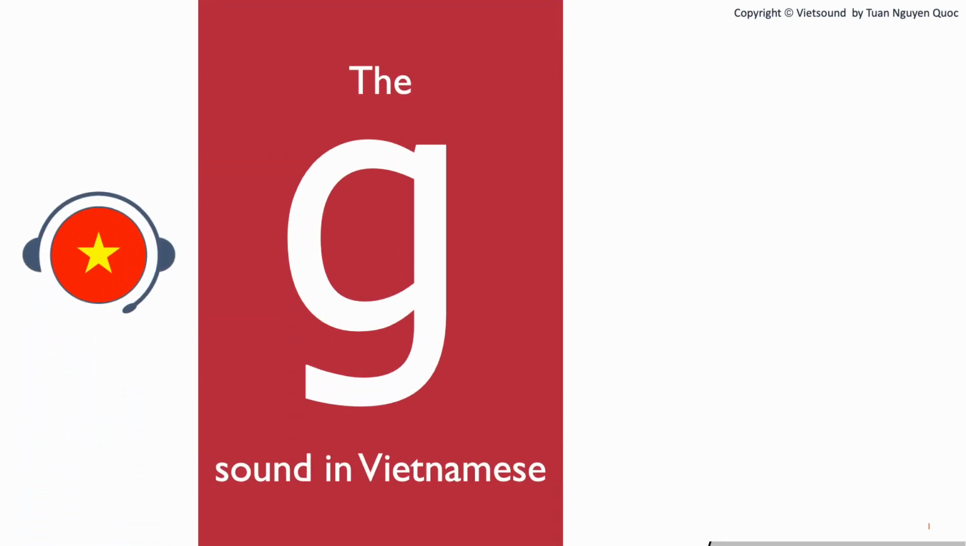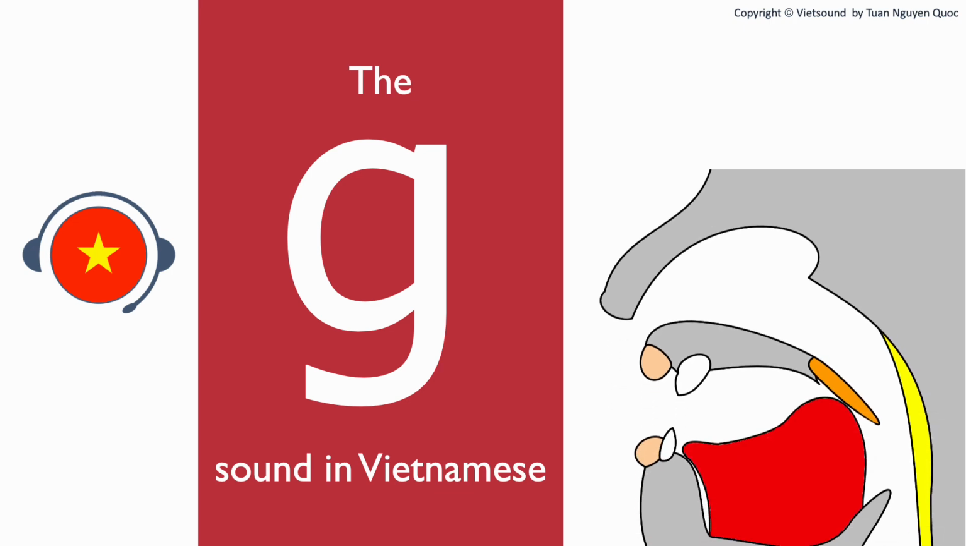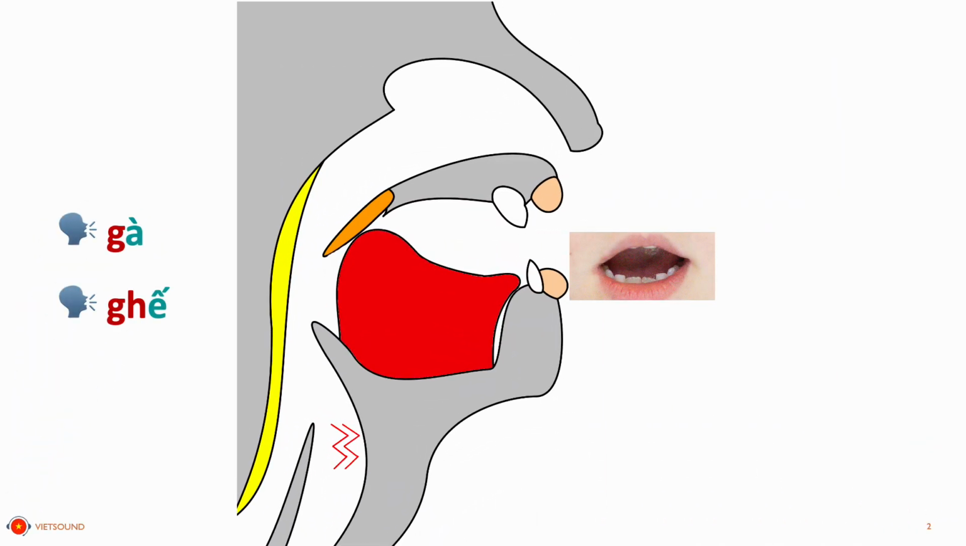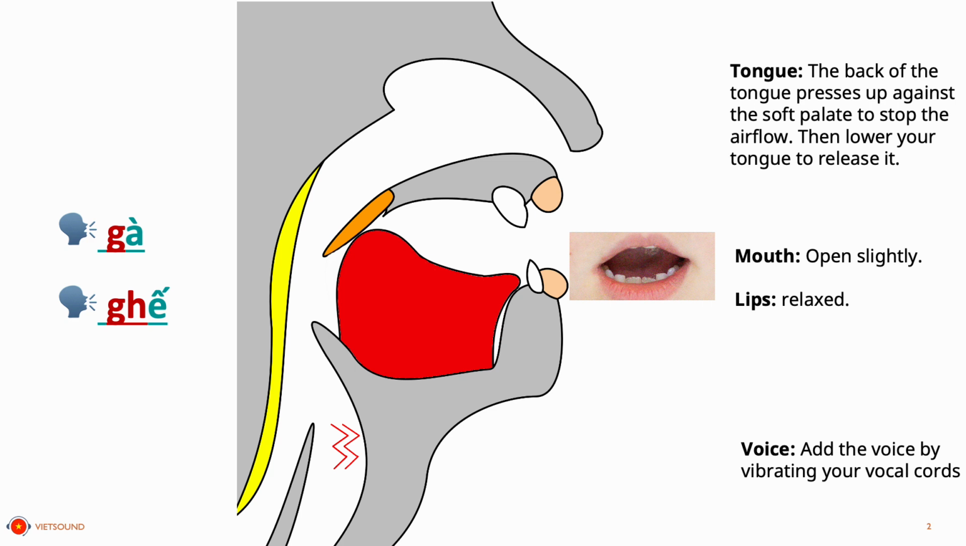Today we're going to talk about the G sound. So are you ready? Let's get started. The G sound always occurs at the beginning of the word and it can be spelled by the letter G, like in the word ga, or a combination of the letter G and the letter H, like in the word ghế.